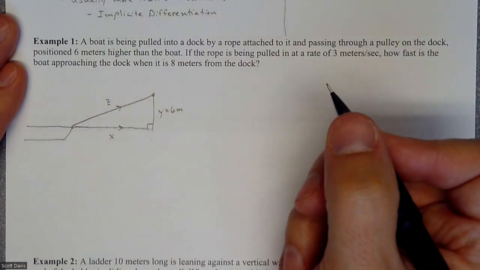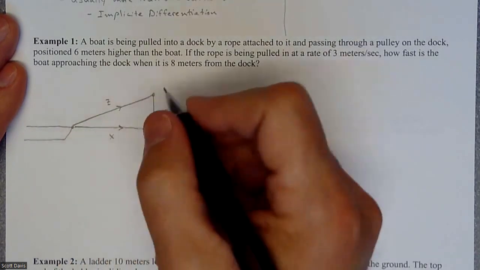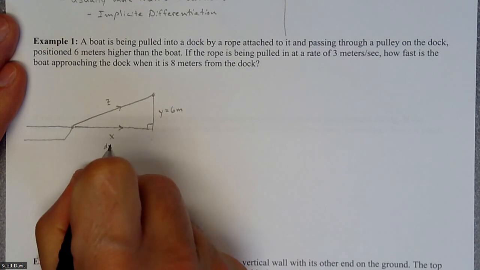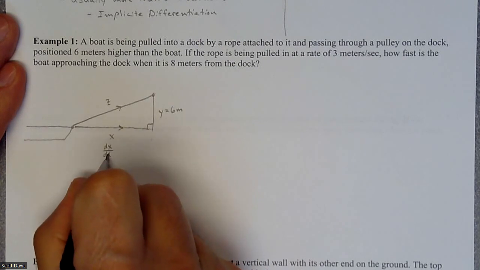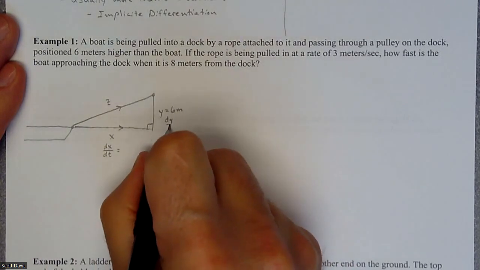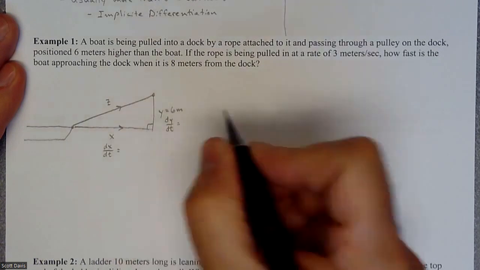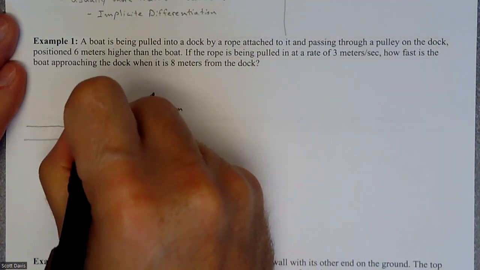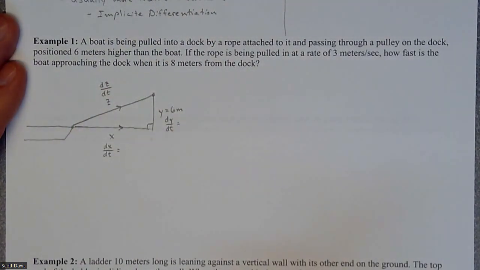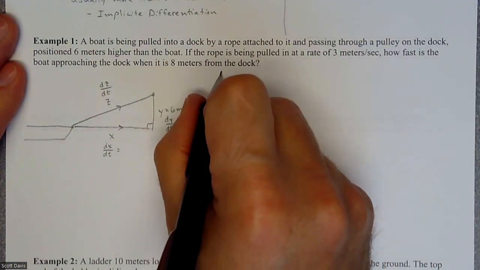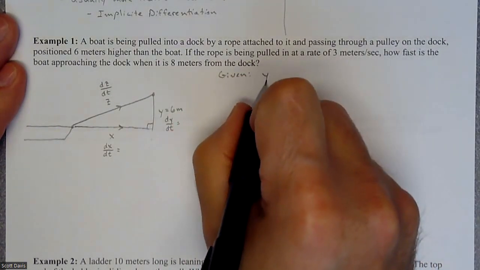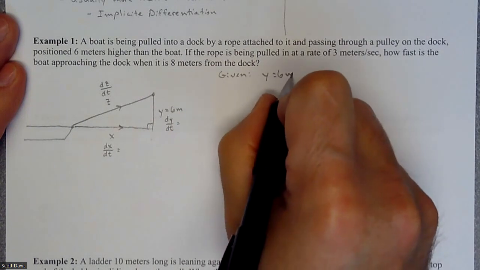And then what we also will be looking at on this information is rates of change. So the change in X with respect to time is maybe a value we know. The change in Y with respect to time is maybe a value we know. And then the change in Z with respect to time is maybe something we know. So let's organize our thoughts. So we are given that our Y value equals 6 meters.